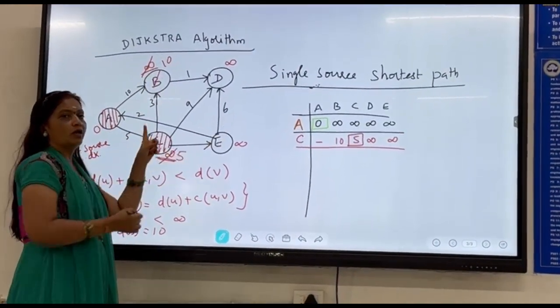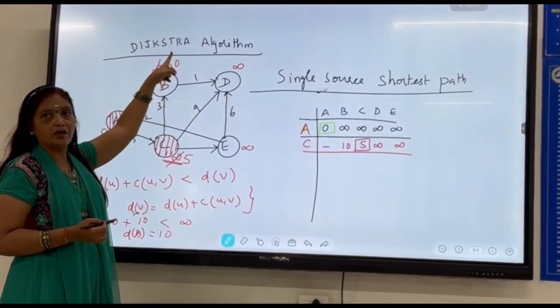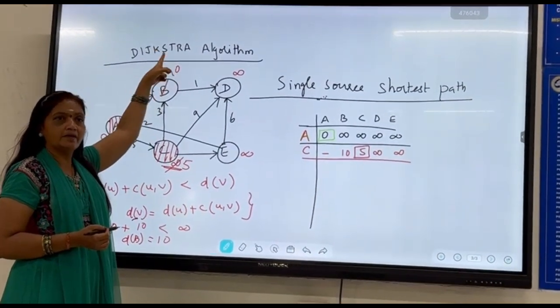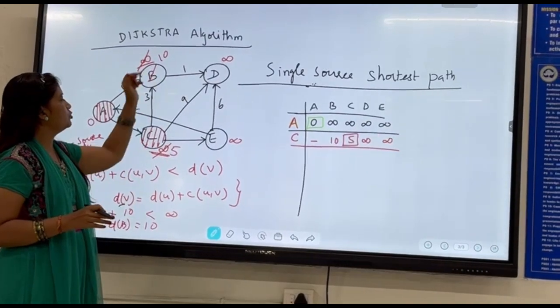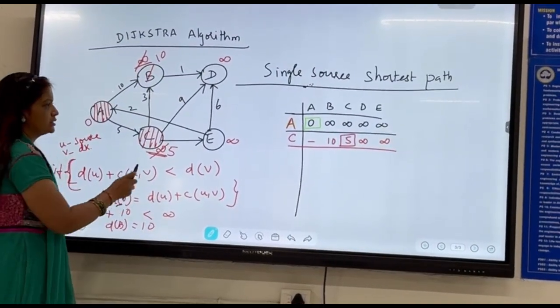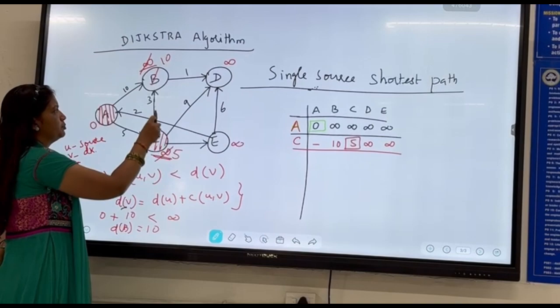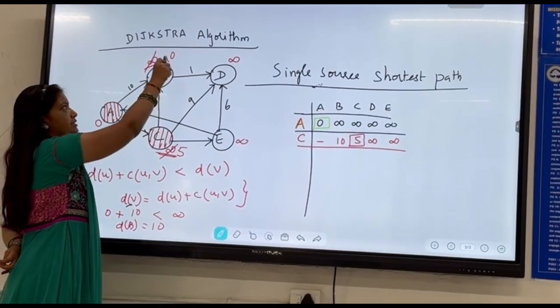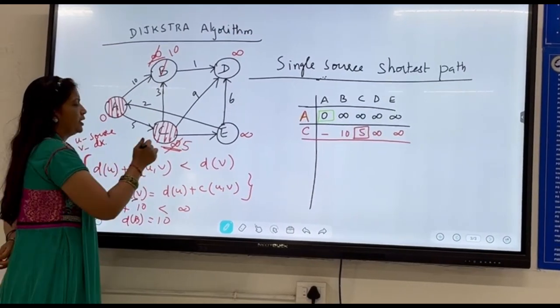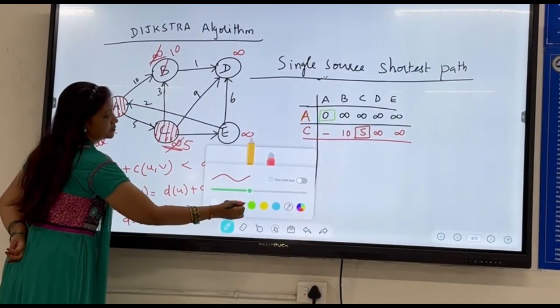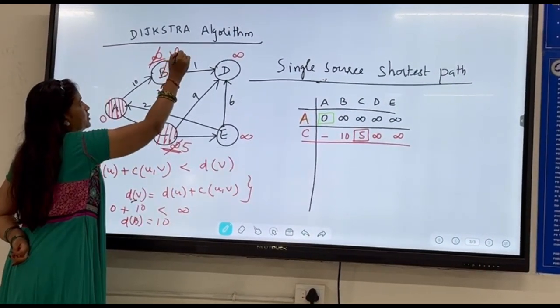Update the values. Only if it is lesser than the previous value, I have to update. If it is greater than the previous value, I should leave it as it is. Okay. C to B now compute. What is C now? 5. 5 plus 3, 8, less than 10. Yes. So I have to update 10 with 8.